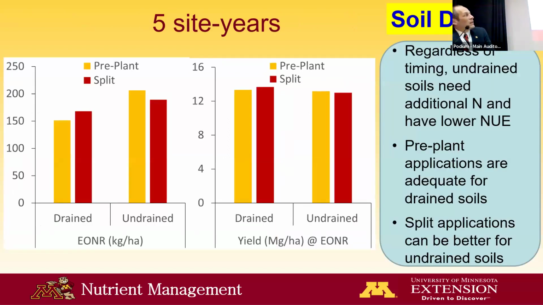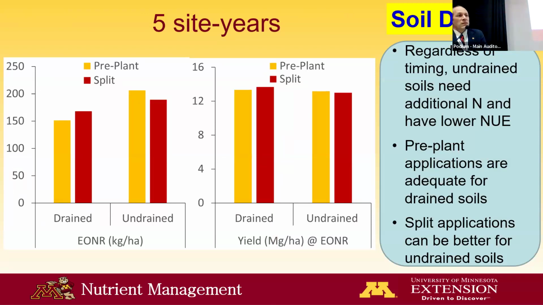And then the other thing that we are looking at is soil drainage. People say that we have a very leaky system with nitrogen, and when we install tile drain to remove the excess water, we are making it leakier. But in reality, what we saw in this study, where we are looking at pre-plant and split applications, this is just looking at the economic optimum N rate. So these were N rate studies.